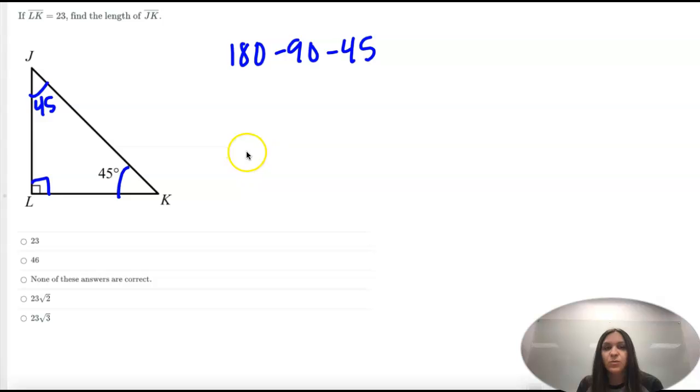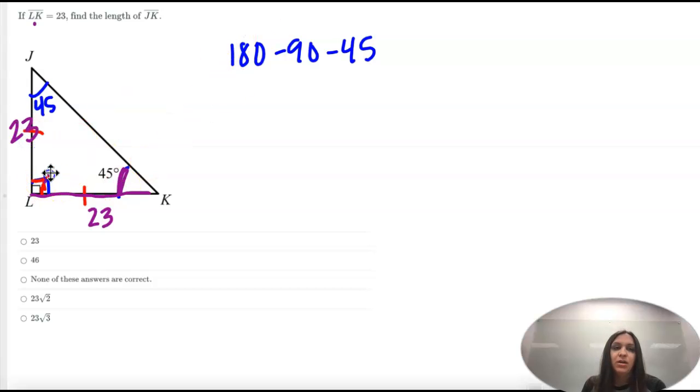And what happens when we have two 45-degree angles? We have two sides that are the same length as well. These legs that make up the right angle. So let's see what we're trying to find. If LK is 23, so this side's 23. Because of the 45-degree angle, this side is also 23.